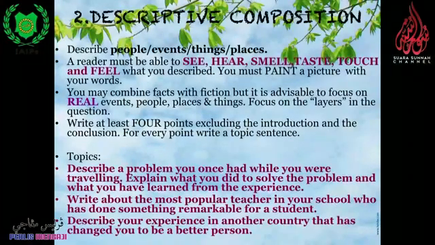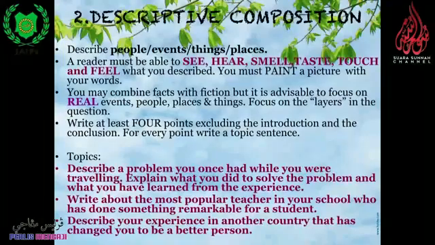Next one. Write about the most popular teacher in your school who has done something remarkable for a student. The most popular teacher in your school, not in another school, not in the neighboring school. Done something remarkable for a student. What do you mean by something remarkable? If this teacher just belanja nasi lemak, the common thing being done, students would say, it is nothing remarkable. Almost every teacher does that. This is something very remarkable, which whenever you read about it, you are going to say, my hat's off.